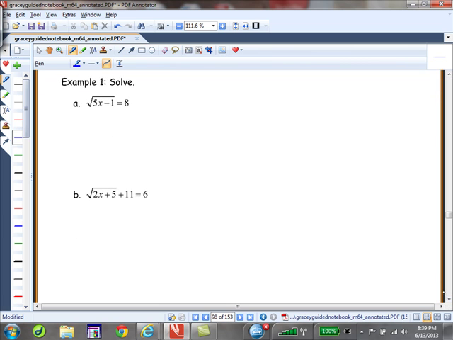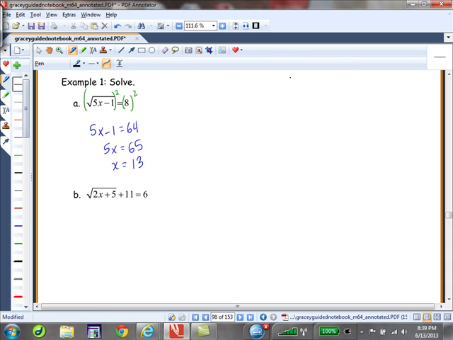Example 1, solve. So we have a square root equal to a constant. In order to get rid of the radical, we will square both sides of the equation. In this problem, the radical was already isolated. So once we square that, we will get 5x minus 1 equals 64. Adding 1 to both sides, we'll get 5x is equal to 65. And then when I divide both sides by 5, I get x is equal to 13.